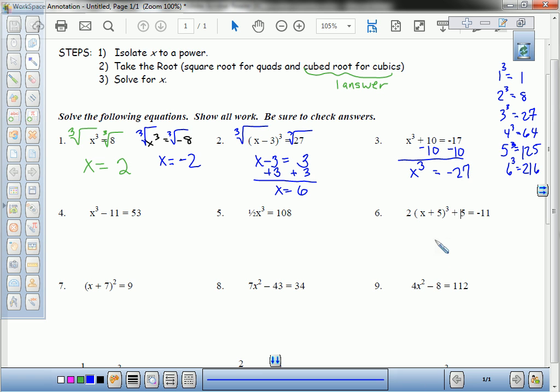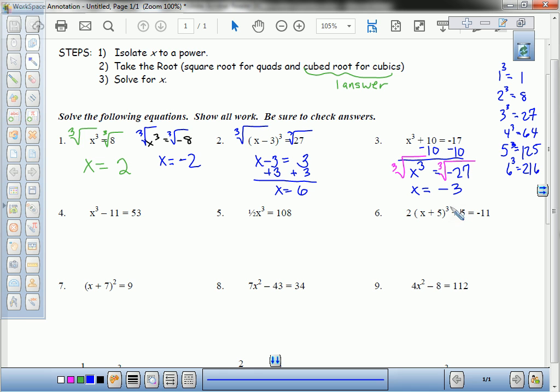Okay, so now we've isolated x to the power. So at this point, we take the root. So we're going to take the cubed root over here. And whatever we do to one side of the equation, we must do to the other. So we take the cubed root over there. So we get x equals. Now, we're taking a cubed root of a negative, so it's negative. And what is the cubed root of 27? 3.